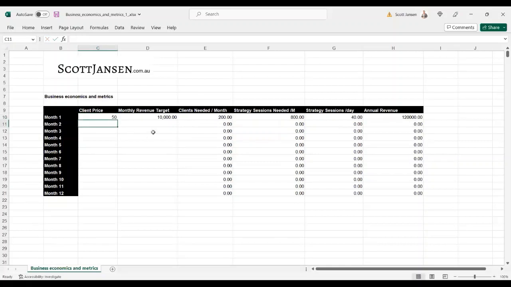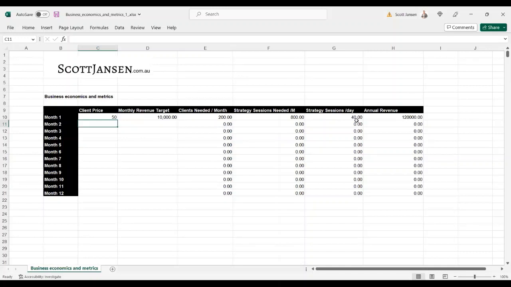So right now, based on the figures, this is what the maths tells me. If I want to earn 10 grand a month at $50 a client, I need 200 clients per month. I don't know when you're going to have time to market your business or have a life. You're going to have 800 strategy calls per month. I need 40 strategy calls per day, knowing it takes about half an hour to 45 minutes, if not an hour, to do a strategy call.